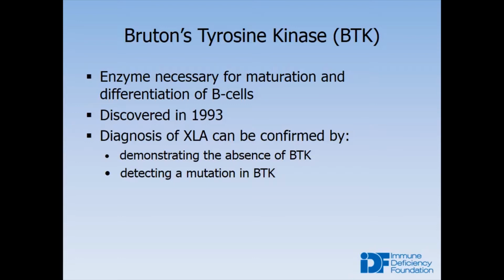And it turns out this protein is an enzyme that's essential for B cells to actually differentiate, to survive and become those plasma cells that produce antibodies.